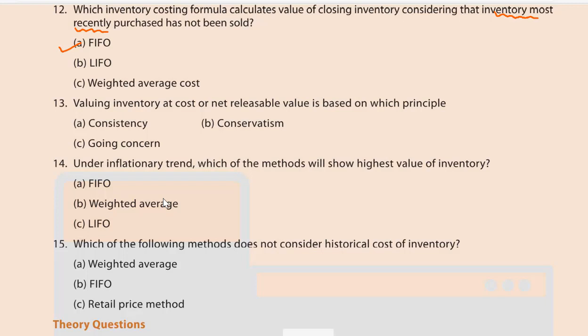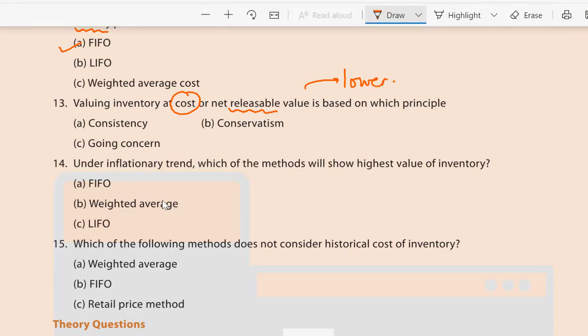Question 13. Valuing inventory at cost or net realizable value is based on which principle? Cost or NRV, whichever is lower. Is this consistency, conservatism, or going concern? It can't be consistency because sometimes it would be cost, sometimes it would be NRV, so consistency can't be maintained. It is conservatism, prudence principle.